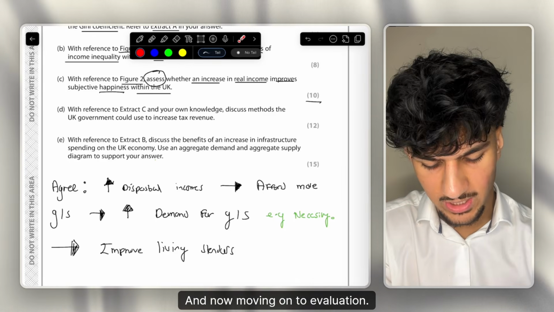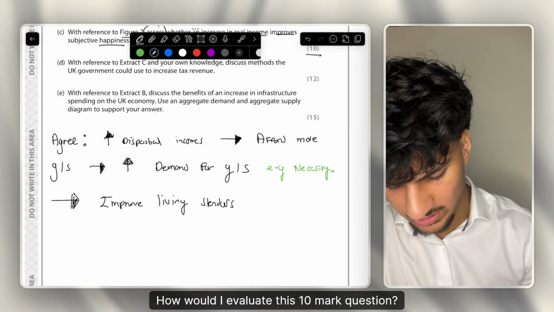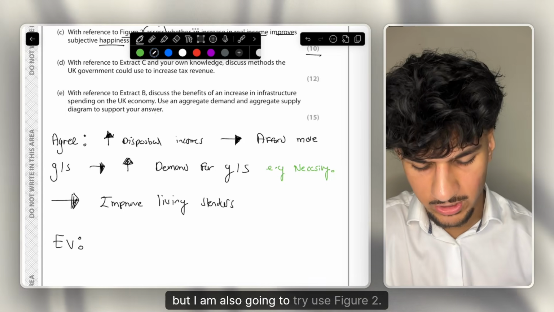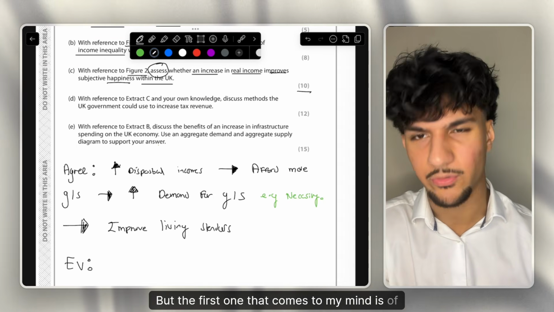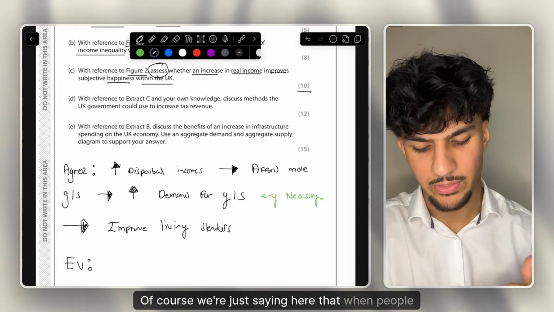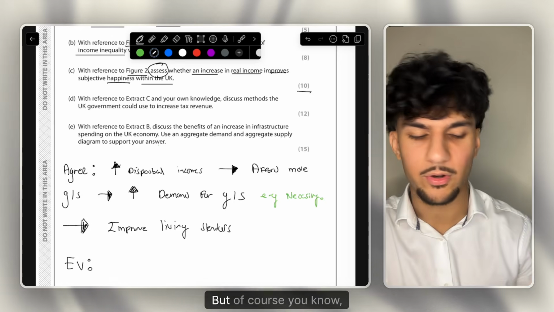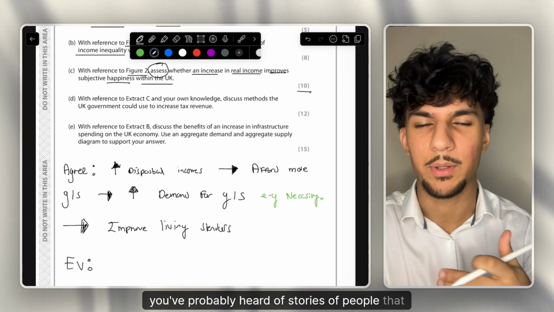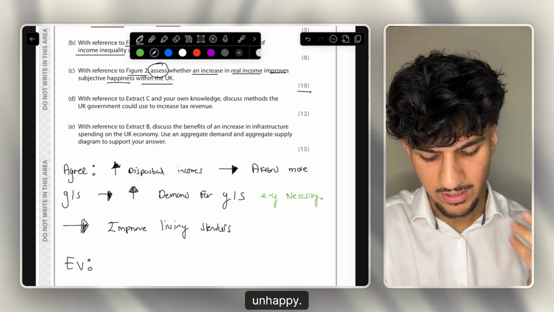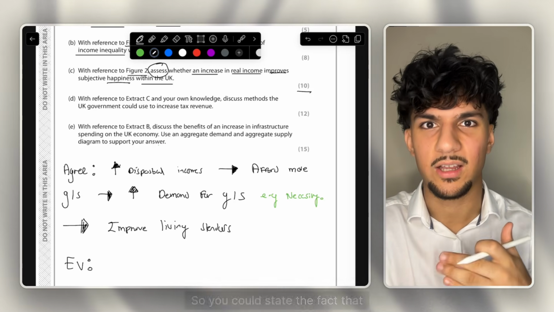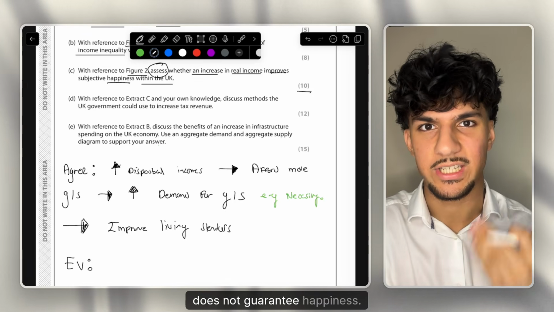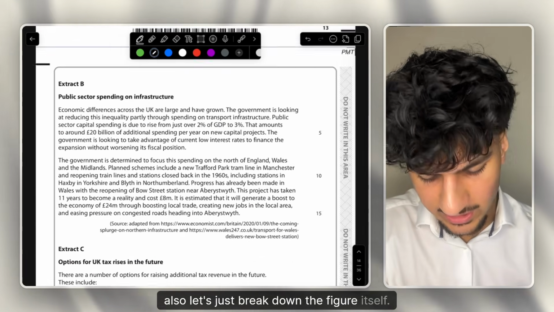And now moving on to evaluation, how would I evaluate this 10-mark question? Now, I think there are quite a few easy evaluation points here, but I am also going to try to use figure 2. The first one that comes to my mind is the concept of materialism. We're just saying here that when people make more money, they're happy. But you've probably heard of stories of people who win the lottery and are very unhappy, or rich people who are very unhappy. So you could state that just being able to afford more goods and services does not guarantee happiness. Also, let's break down the figure itself.